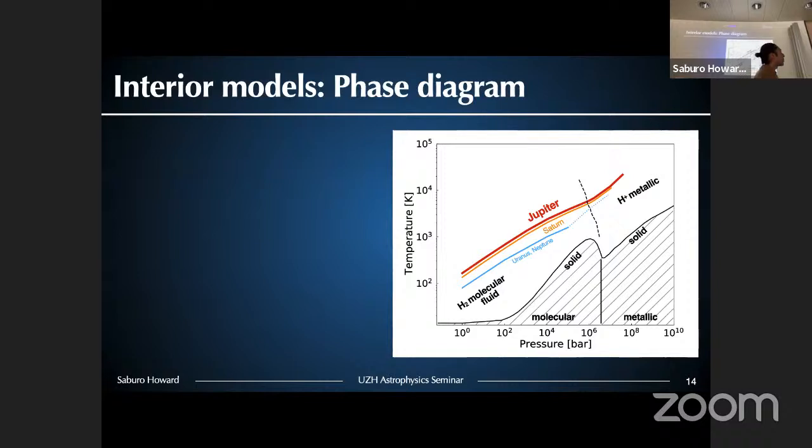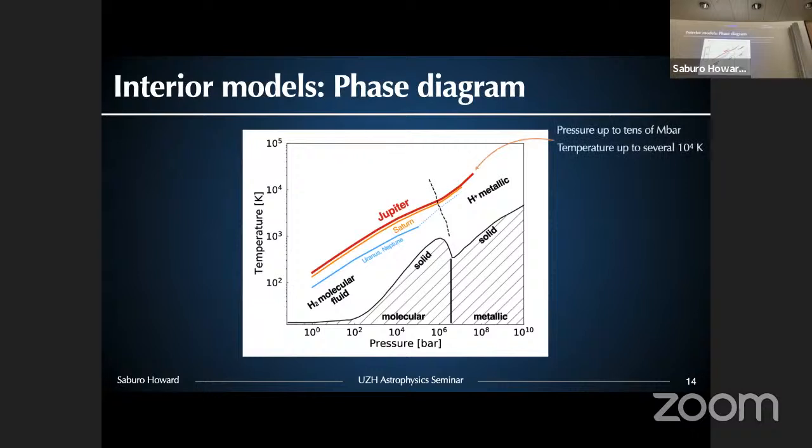Now, if we superimpose a phase diagram of hydrogen on top of these TP profiles, we notice that, for instance, Jupiter is crossing this boundary between molecular hydrogen and metallic hydrogen. So that's why we expect this presence of metallic hydrogen in the deep interior of the planet. And in the very center of the planet, pressures can reach up to tens of megabar and temperatures up to several 10^4 K. So these are really extreme conditions, especially compared to what we have on Earth.